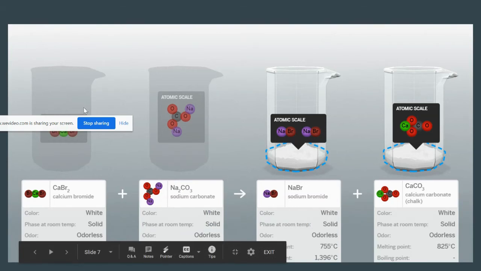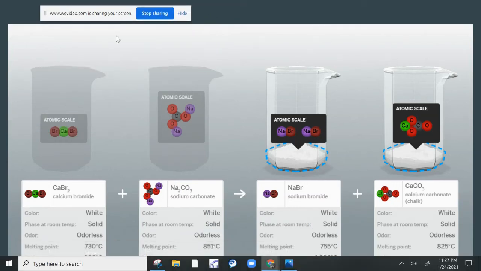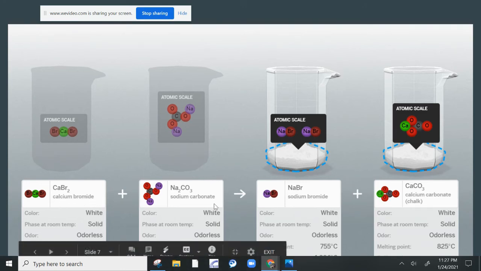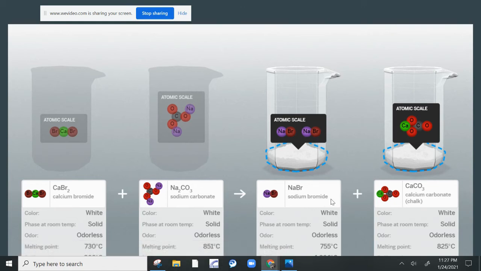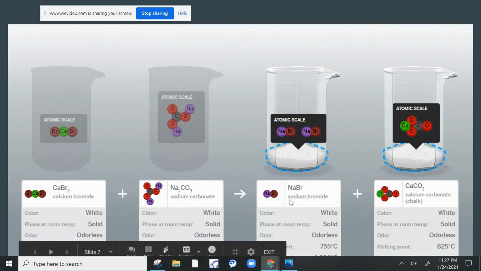So we're really lucky that we have this simulation, and we're going to review the simulation. So we can see here the rearrangement of if a chemical reaction has taken place. So here we start off with calcium bromide and sodium carbonate. And we can see we end up with something different just by looking at the formulas and the ingredients, or the products. They're different than the reactant.